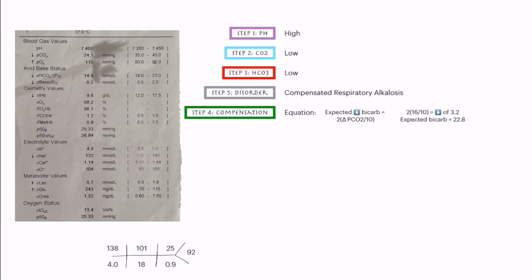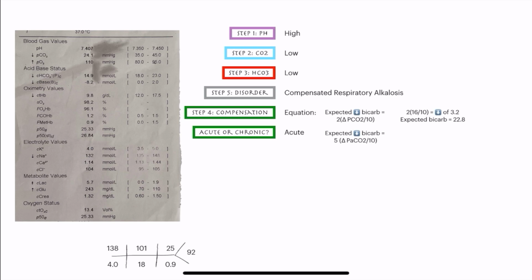But have they been doing it just acutely, or could it be chronic? So let's look at the chronic equation. The chronic equation is a factor of 5. So basically the same equation, just multiplied by 5 instead of 2, which would give us an expected bicarb of 18. So the patient is in fact doing that. I put on here that it was acute, but it's actually acute plus chronic. So what is the patient goal? It is met.